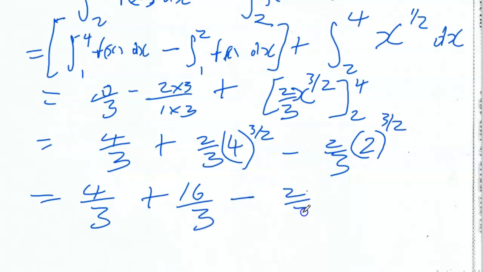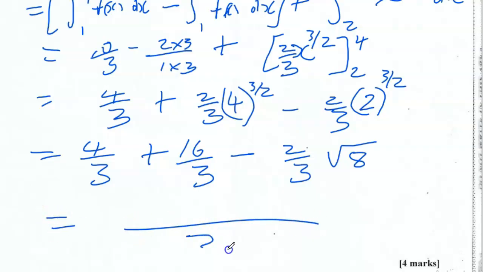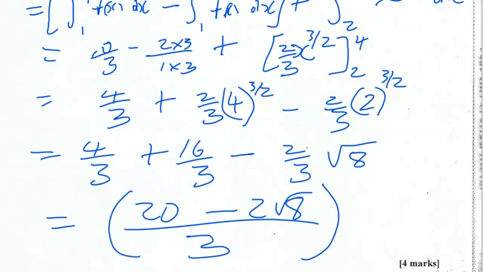Minus 2/3 times the square root of 2 to the power of 3. So that's the square root of 8, right? So this can be written as the square root of 8. So we can make the common denominator 3, right? So 4 and 16, that's 20, minus 2 root 8. So that's our solution. Part D, solve the differential equation dy by dx equals sine x over sine y.